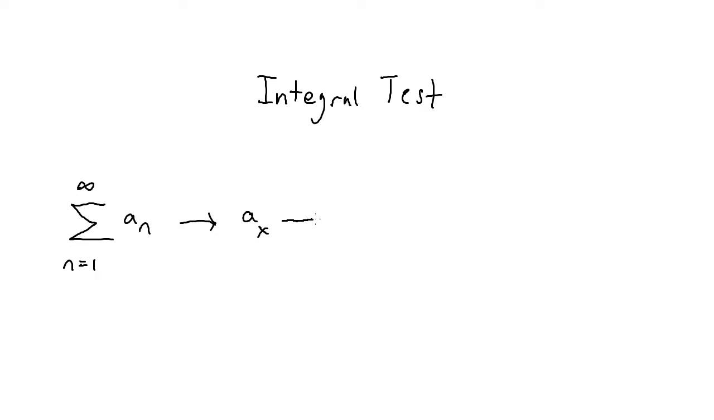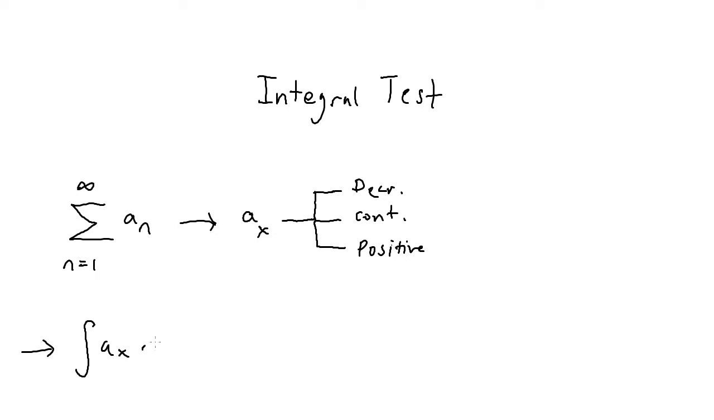And now before we take the integral, the sequence a sub x must meet three criteria. The first one is that it's decreasing over the interval. The next one is it's continuous over the interval. And finally it is positive over the interval. And if it does meet that criteria, then we'll take the integral of a sub x dx, going from the bottom bound to the top bound of the series. So we're going from 1 to infinity.